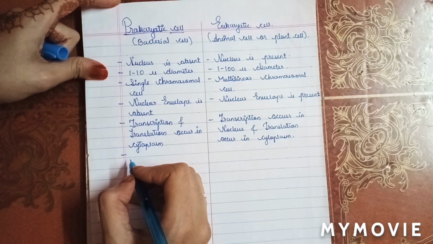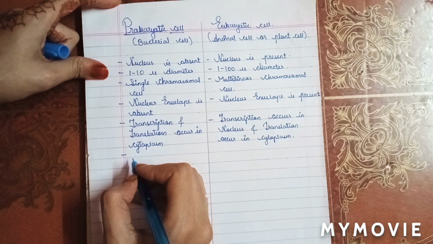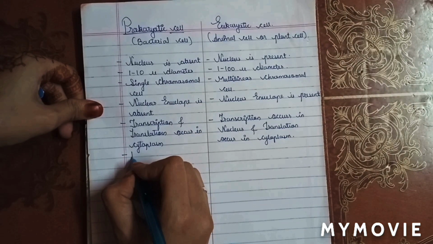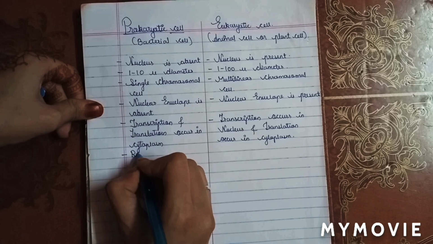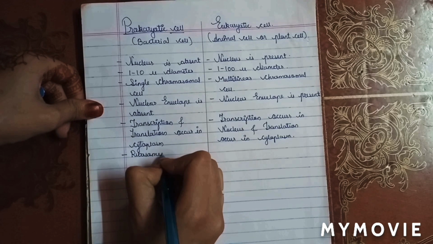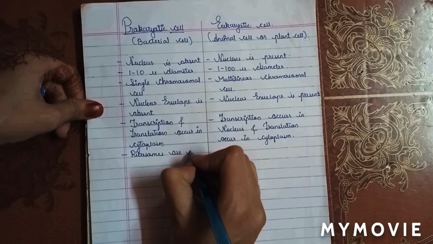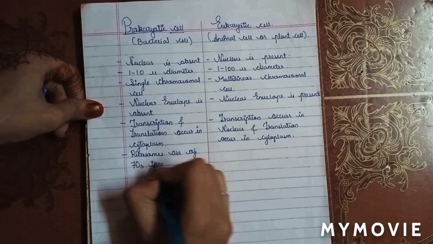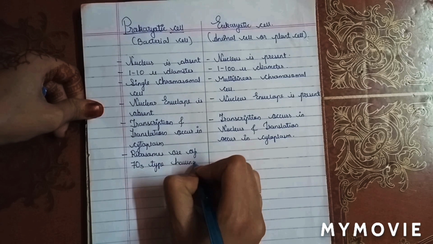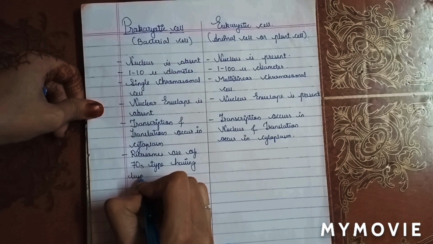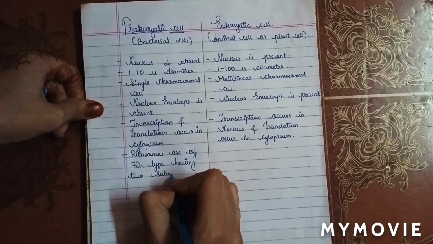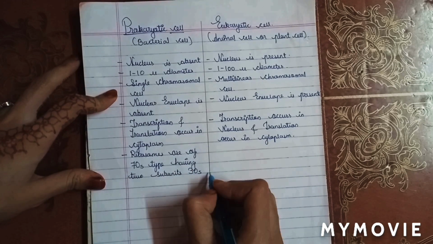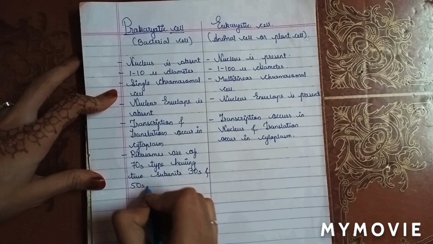Now we will talk about the ribosomes. In case of prokaryotic cell, ribosomes are of 70S type, having two subunits: 30S the smaller subunit and 50S the larger subunit.